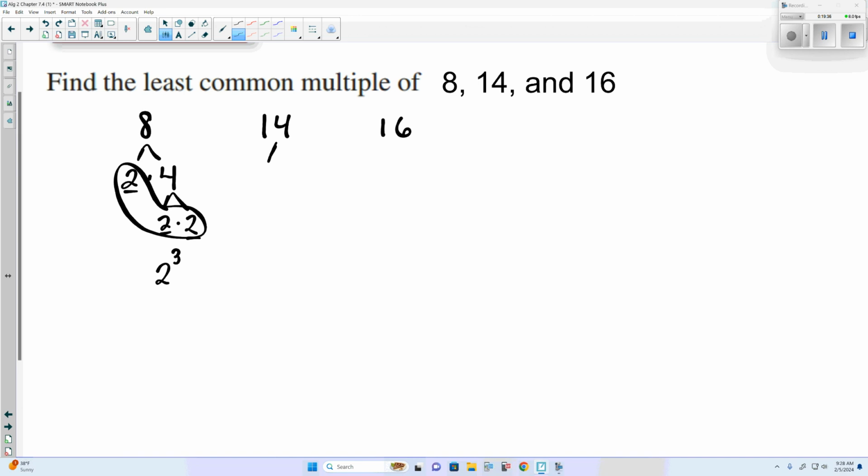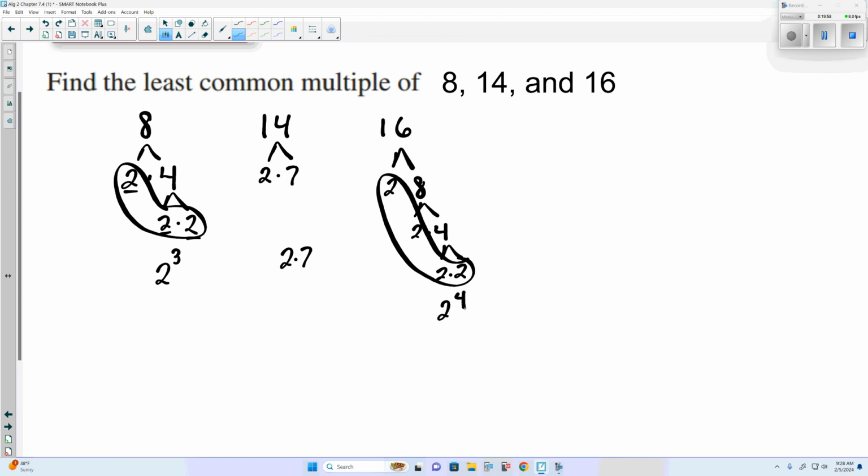14. 2 and 7. So its prime factorization is 2 times 7. 16. 2 and 8. 8 is 2 and 4. And 4 is... Well, 16 would be 2 to the 4th. Questions on this here so far?